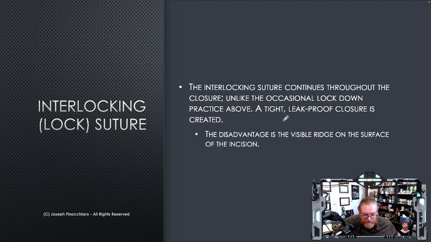The interlocking suture continues throughout the closure until the occasional lockdown practice above. A tight, leak-proof closure is created. It is, in all essence, a baseball stitch, except the ridge is a little bit different where you lock it down. The disadvantage of the interlock or the baseball stitch is that really ugly ridge that it forms.